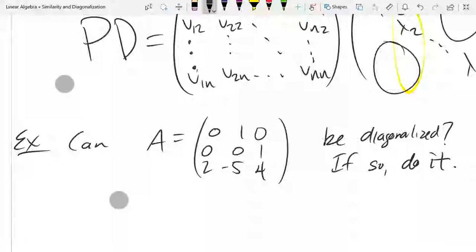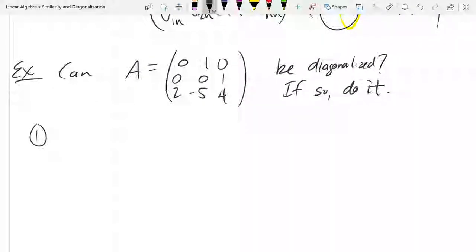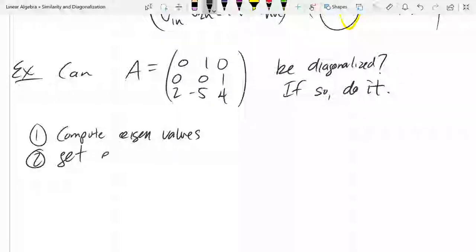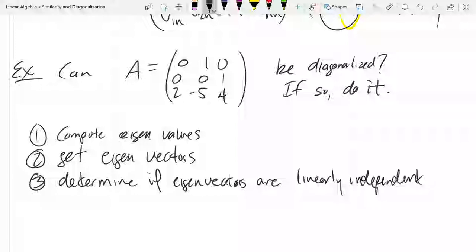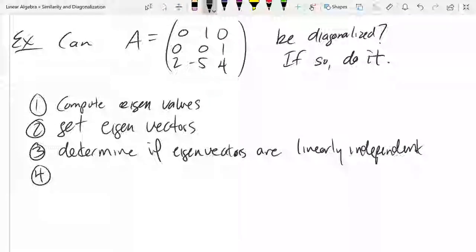All right, so I'm going to write down the steps that I mentioned. First, we need to get the eigenvectors, but first we're going to get eigenvalues. Second, get eigenvectors. Third, determine if the eigenvectors are linearly independent. And then fourth, we're going to actually diagonalize.